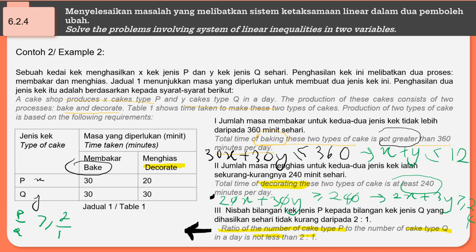We know that P is actually X, so X over Y greater than or equal to 2 over 1. And then you do cross multiply. What you get here is X greater than or equal to 2Y. We want Y on the left hand side, so we change the inequality sign, so we get 2Y less than or equal to X. And then lastly the answer will be Y less than or equal to X over 2.